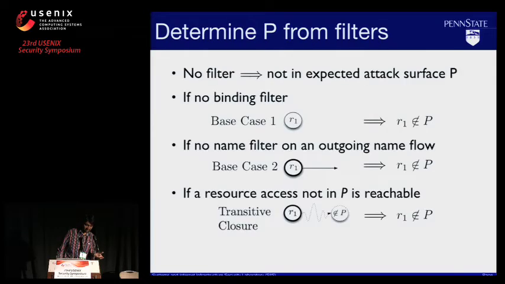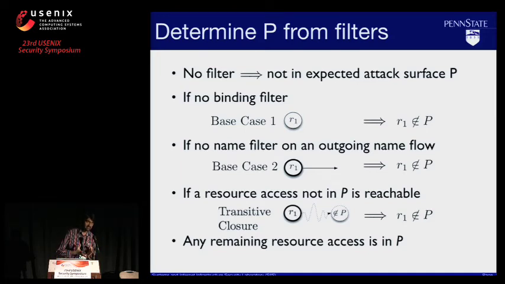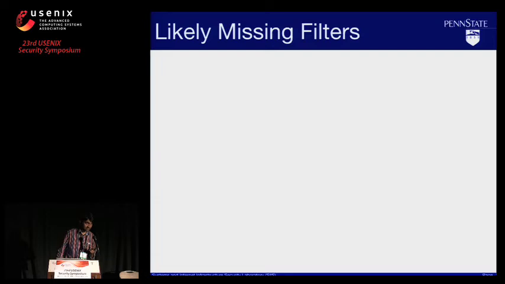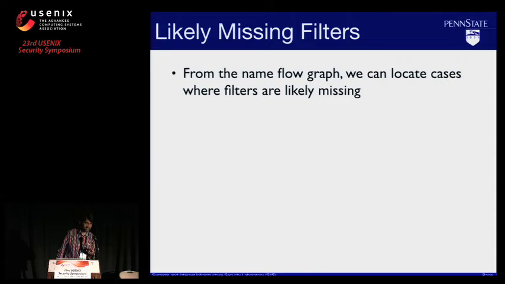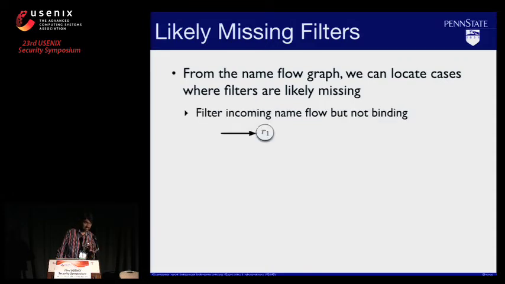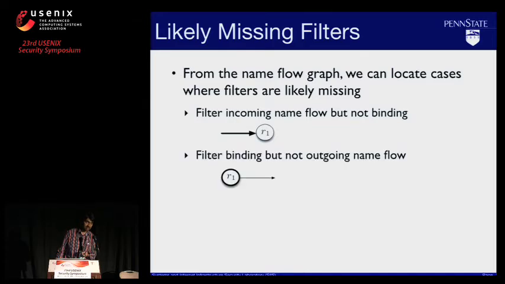So we've listed in the paper an algorithm that runs over this name flow graph and can then output the particular resource accesses that are expected to be under adversarial control or not, essentially calculating the set P. In addition to that, it is also possible, by just looking at that graph, to detect likely missing filters. For example, if a programmer has filtered the name but not the binding, or vice versa, then we know something is wrong and we can output that statically.